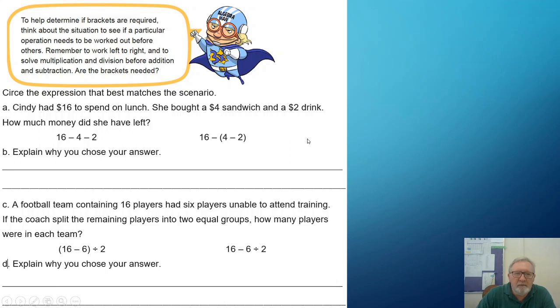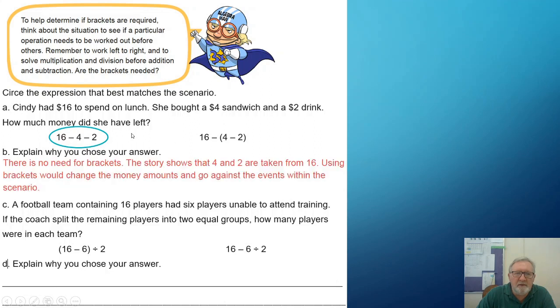All right, let's see how you went. You should have circled the first expression for A. 16 take 4 take 2 matches the story. She had $16 to start with. She spent $4 and then spent $2. So there's no need for brackets. The story shows that $4 and $2 are taken from 16.